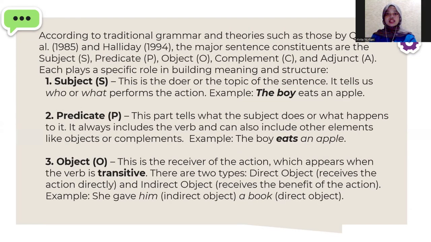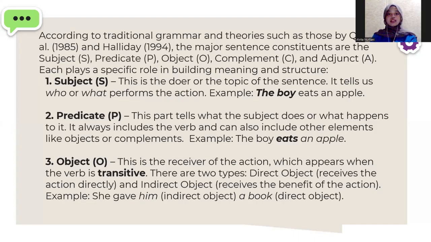And then in this slide, these constituents include the subject, predicate, object, complement, and also adjunct. Each of them has a different role in helping a sentence make sense. The first one is the subject, the person, thing, or idea that the sentence is about. In the sentence "the boy eats an apple," the boy is the subject because it tells us who performs the action.